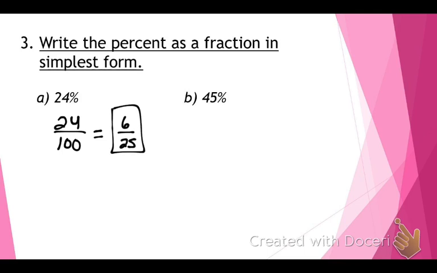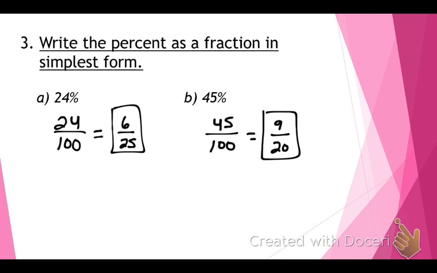Next up, Landon. What do I do? Okay, and is that in simplest form? No, what would it be? 9 over 20. Remember, once again, if you did not get this when you were doing it with your partner, go ahead and erase it and fix it for me, please.